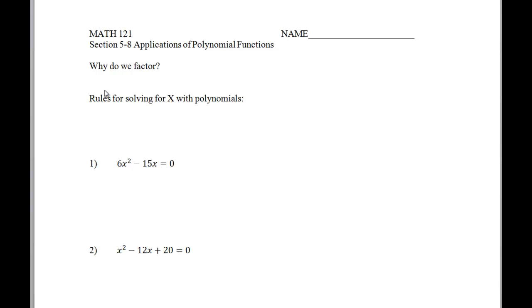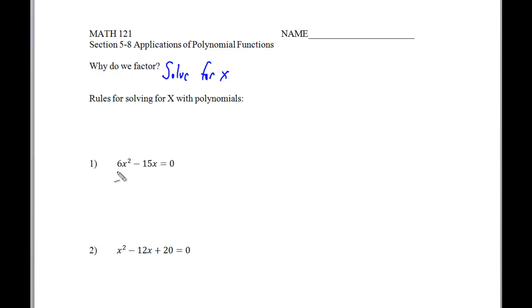Today we're going to look at the reason why we factor. The main reason is that you will probably have up to 2 solutions for any problem with an x squared, up to 3 solutions for an x cubed, or up to 4 solutions for x to the 4th. The real reason why we factor is to solve for x, when x hits the ground or when x is equal to 0. So all of these equations are set up with problems set equal to 0.